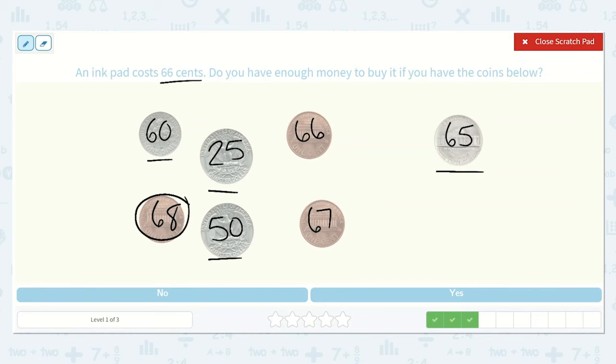So do we have enough money to buy the ink pad if the ink pad costs 66 cents and we have 68? Yes, we have a little more than 66 cents. So yes, we have enough.